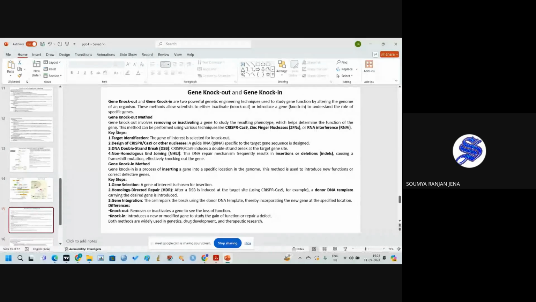As previously described, the gene knockout method involves removing or inactivating a gene. Knockout means out. The gene is removed to study the resulting phenotypes, which helps determine the function of the gene. This method can be done using various techniques, like CRISPR-Cas9 models. The key steps of knockout are target identification, meaning which gene of interest should be selected for knockout, then the design of CRISPR-Cas9 or nucleases, a guide RNA.